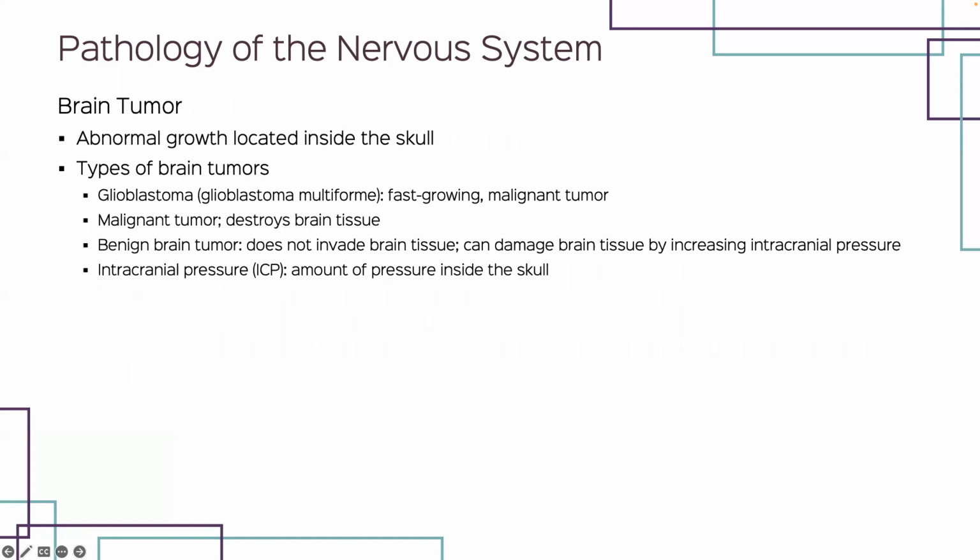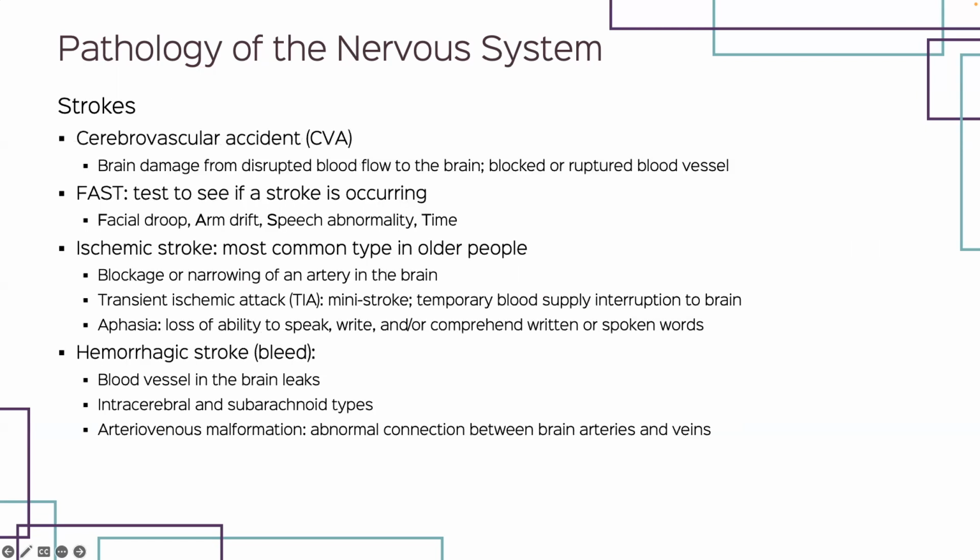You've got your benign brain tumors, so they aren't going to spread or invade that brain tissue, but they can cause damage by increasing that intracranial pressure. So that's why it's important to have those diagnosed and removed. And then that intracranial pressure is just going to be that amount of pressure that's found within the skull.